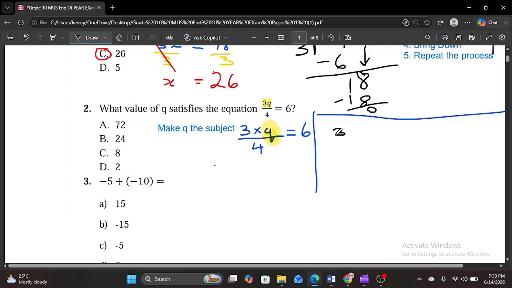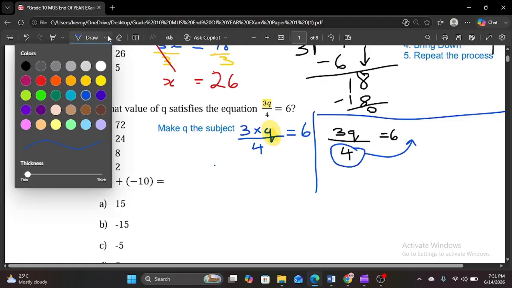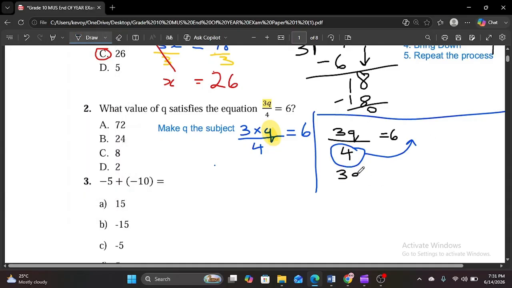So it's going to be 3q over 4 is equal to 6. The first thing I will do is move over the 4. I'm going to move this 4 that's dividing the 3q and carry it over to the opposite side of the equal sign. Because 4 is dividing, the operation will change. So I'm going to end up having 3q is equal to 6 multiplied by 4, because the 4 was dividing, the operation changes to multiply. That's 4 times 6, which is 24.